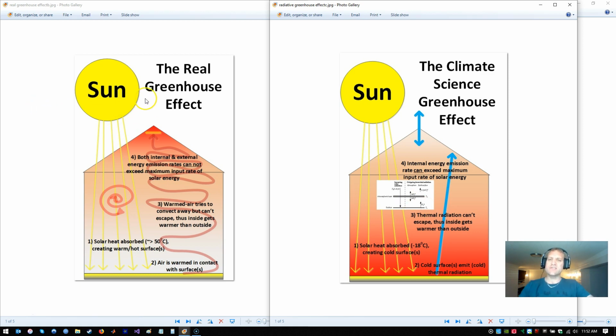Okay, and then here's the real greenhouse effect. The real greenhouse effect works by stopping convection. That's the real greenhouse effect. The climate pseudoscientists have stolen that word and invented this alternative scheme.